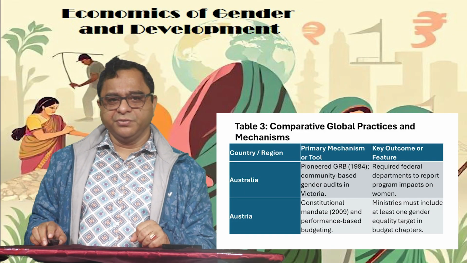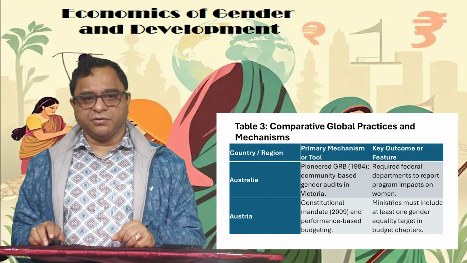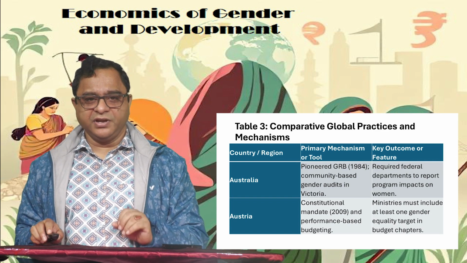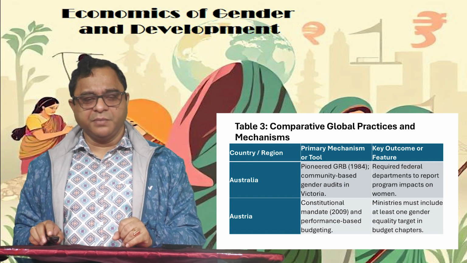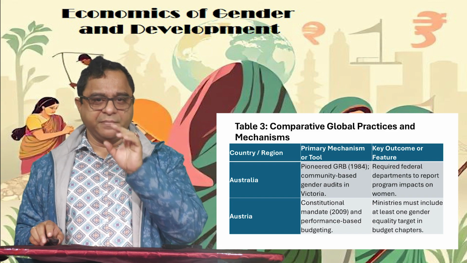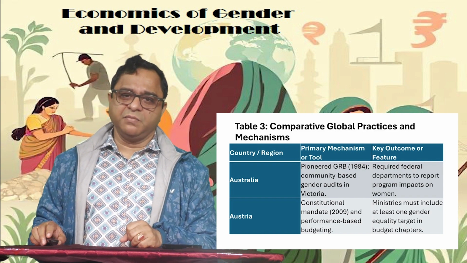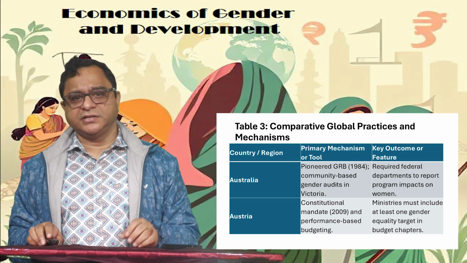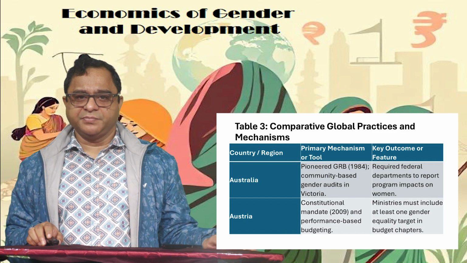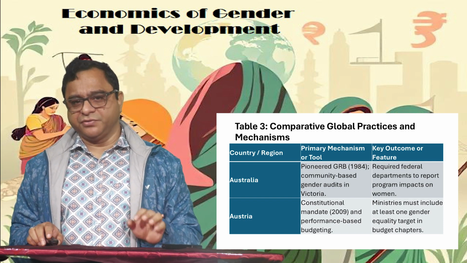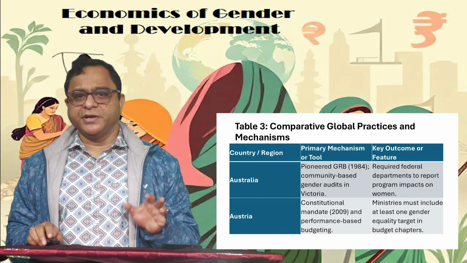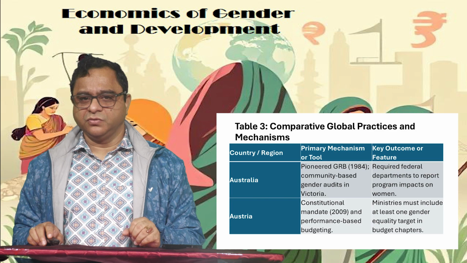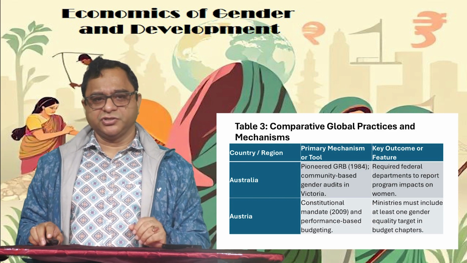So, here in table 3, we see that in countries like Australia, Austria, India, Canada, South Korea, Philippines, Israel, Sweden, and Portugal, we can see the primary mechanism or tool that is used and the key outcome or features that are seen. Suppose in Australia, it pioneered gender responsive budgeting in 1984, and it's basically community-based gender audits. In Victoria, it is undertaken, and the major outcomes are that it required federal departments to report program impacts on women.